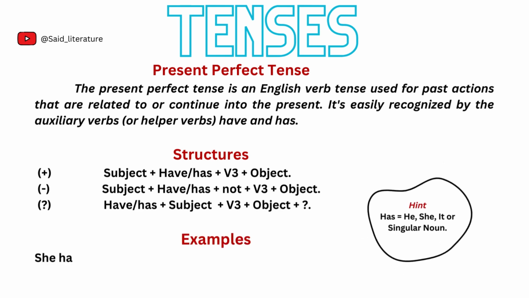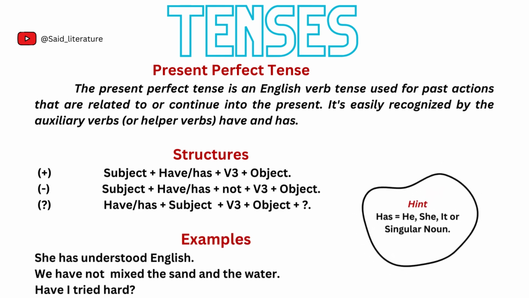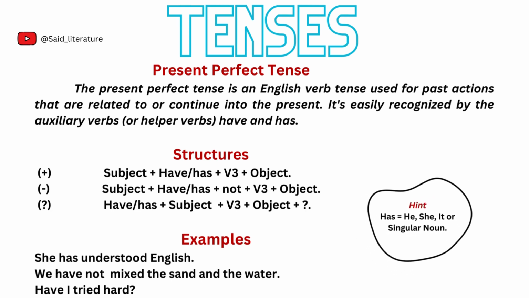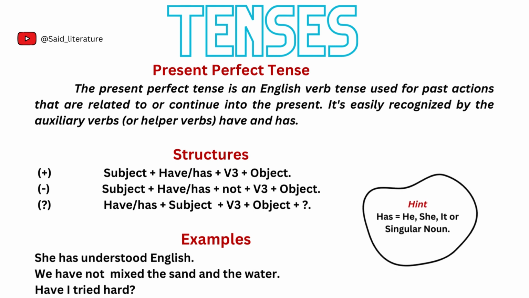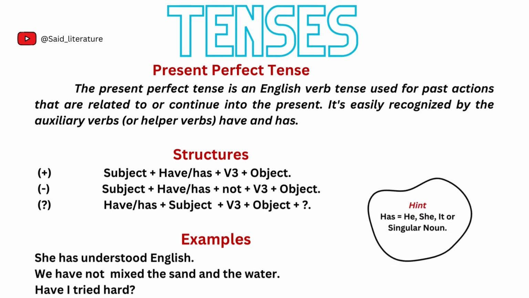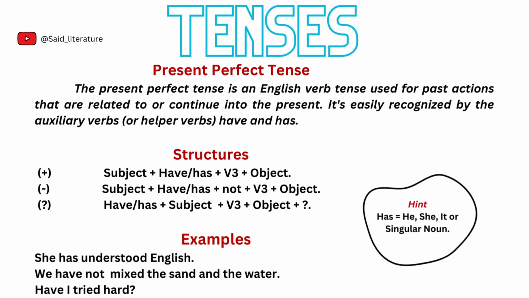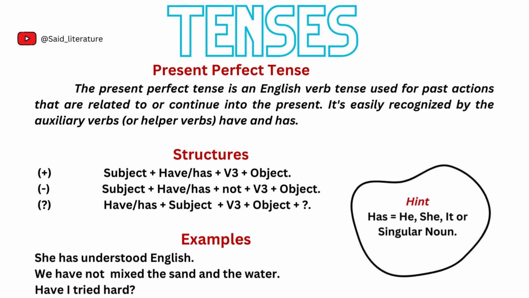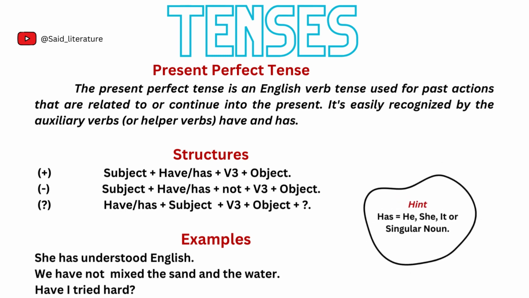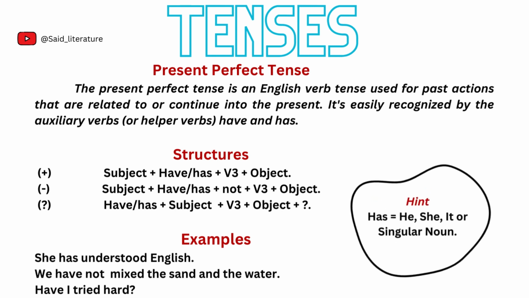The present perfect tense is an English verb tense used for past actions that are related to or continue into the present. It's easily recognized by the auxiliary verbs, or helper verbs, have and has. Structures of the present perfect tense are positive, subject plus have, has, plus third form of verb plus object. Negative, subject plus have, has, plus not plus third form of verb plus object.